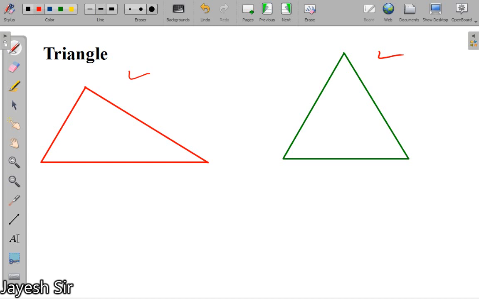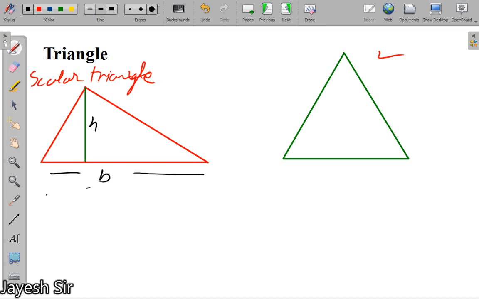So for a normal triangle, for a scalene triangle, we will draw a height first of all. So this is the height of the scalene triangle, H, and this is the base, B. So H is height and B is base. B is the length of the base, H is the length of the height.